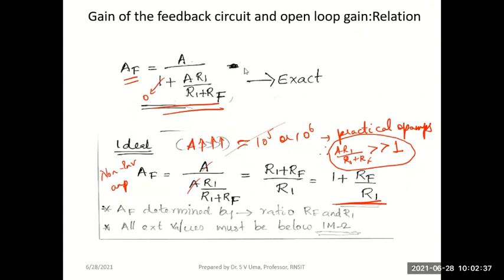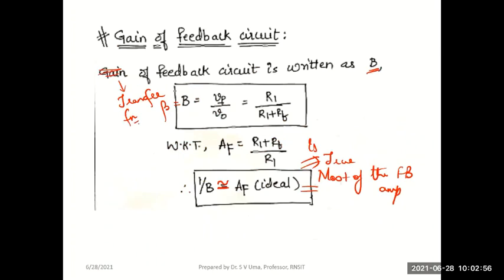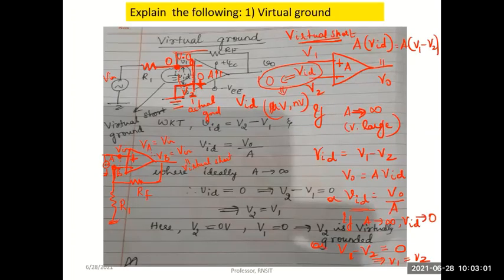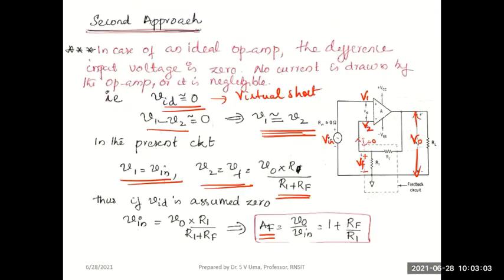But normally we don't use this in our regular design. We will approximate it, considering the second term is larger than 1 in the denominator. So we will remove 1 and we get the expression for gain with feedback as 1 plus Rf by R1 in most practical op-amp based non-inverting amplifiers. That's how we use it.